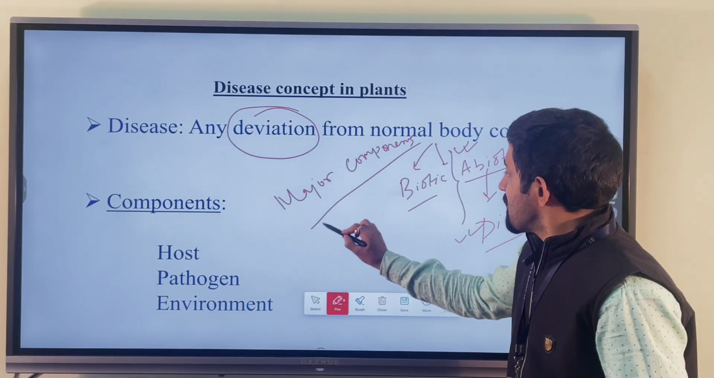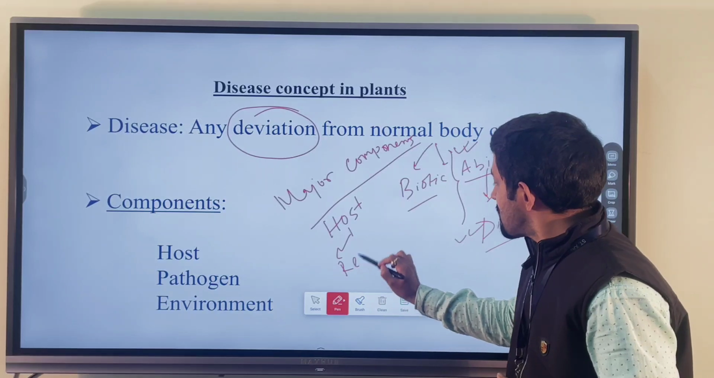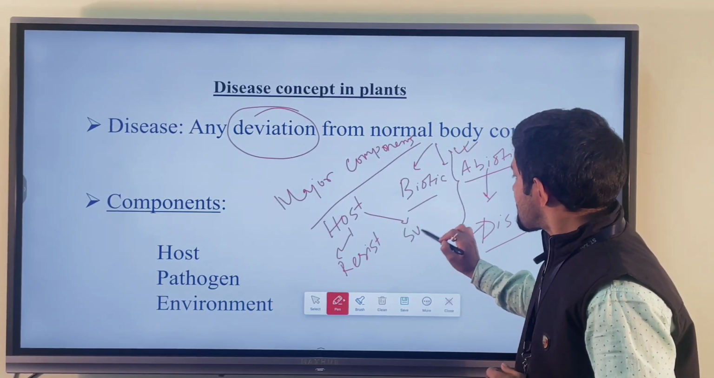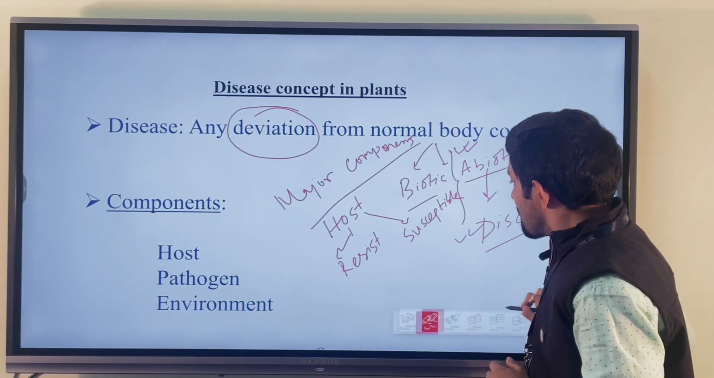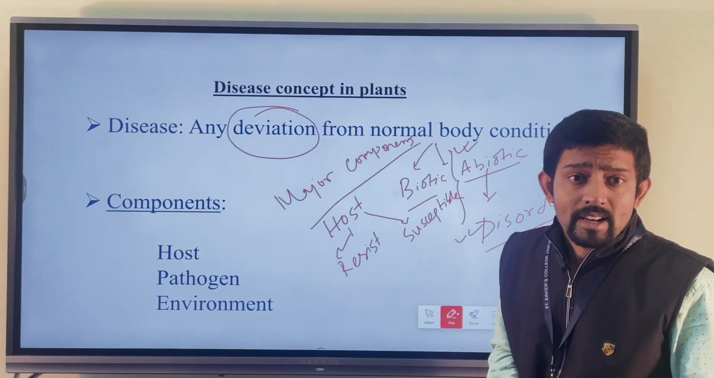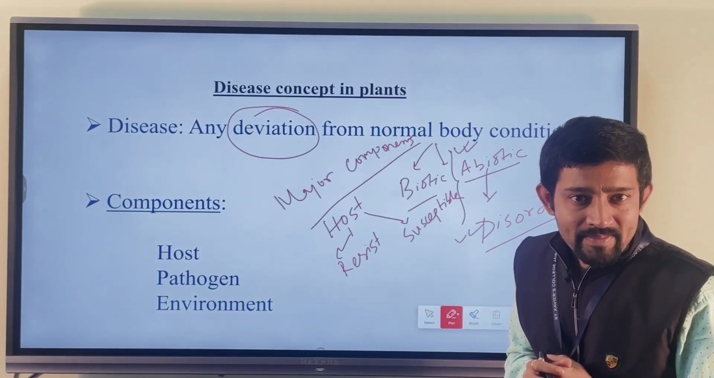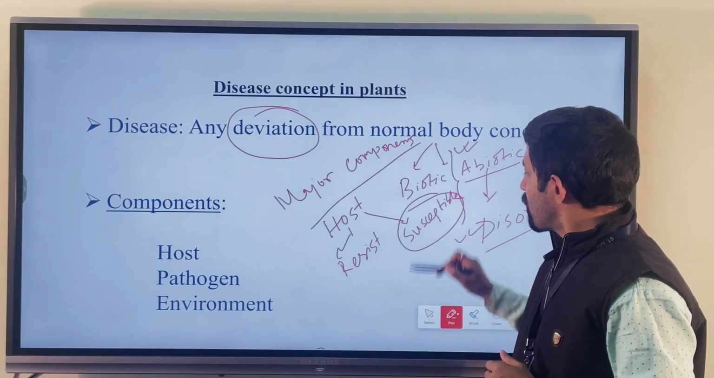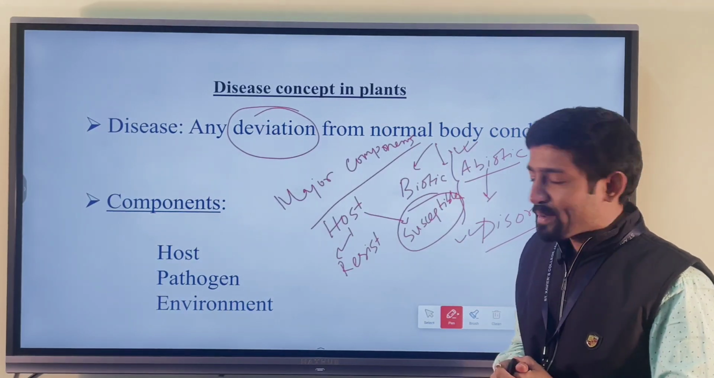A host may be a resistant host or it may be a susceptible host. Resistant hosts are those hosts which are able to protect themselves from foreign invading pathogens. In contrast, the susceptible hosts are those hosts which are not able to protect themselves from foreign invading pathogens.